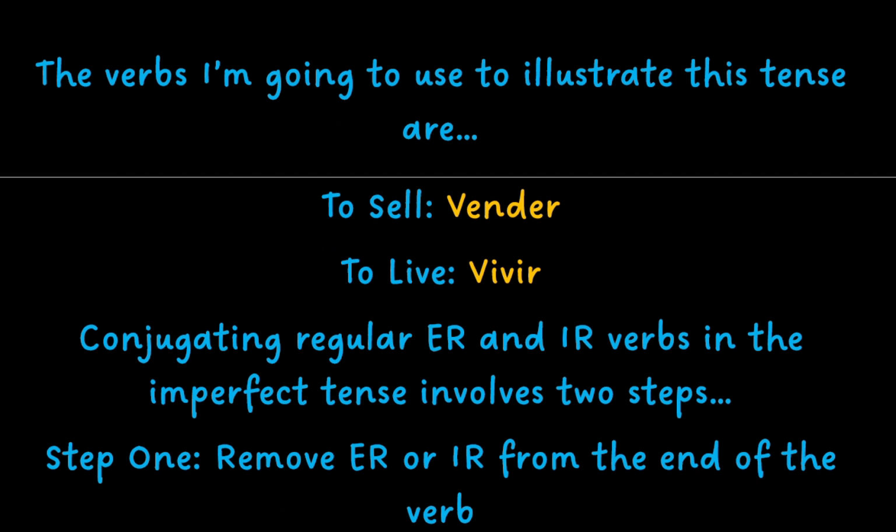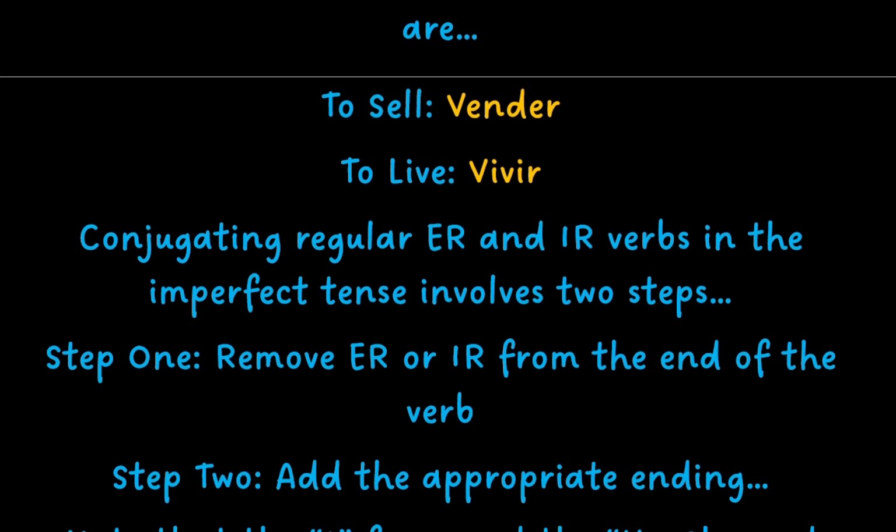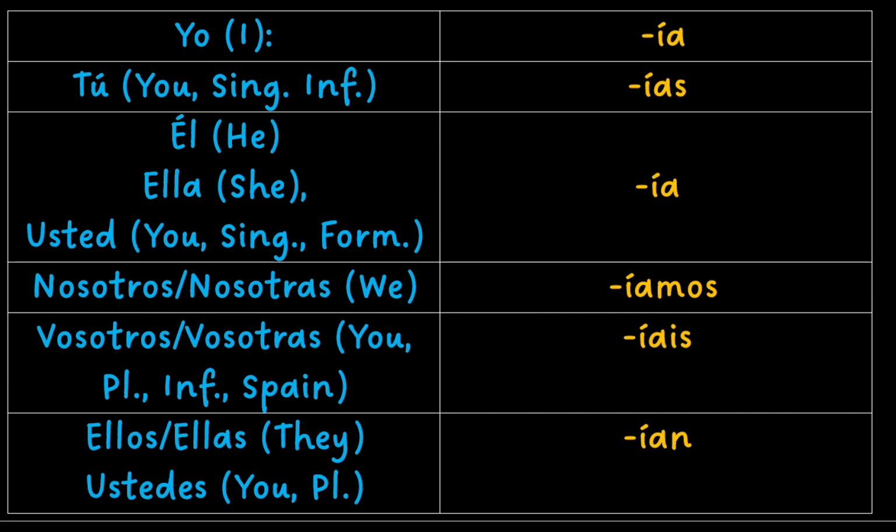The verbs I'm going to use to illustrate this tense are to sell, which is vender, and to live, which is vivir. Conjugating regular ER and IR verbs in the imperfect tense involves two steps. First, we remove ER or IR from the end of the verb, and second, we add the appropriate ending, as shown in the chart below. The sentences that follow will offer specific examples for how this is done.